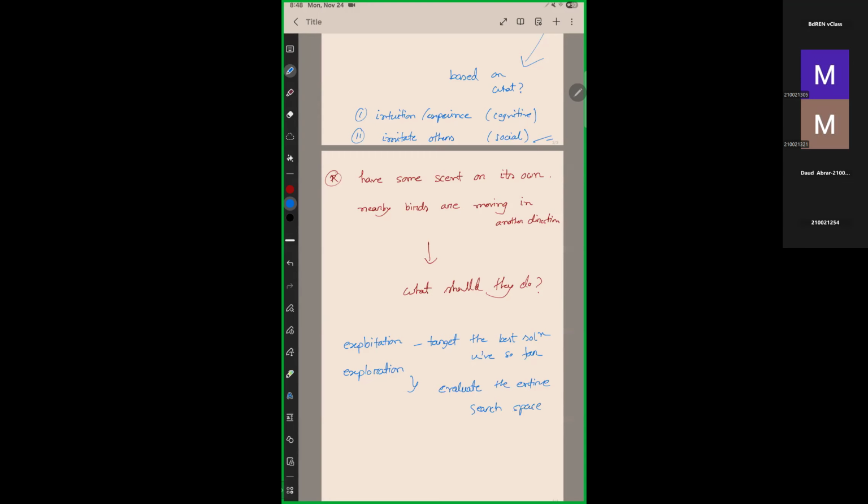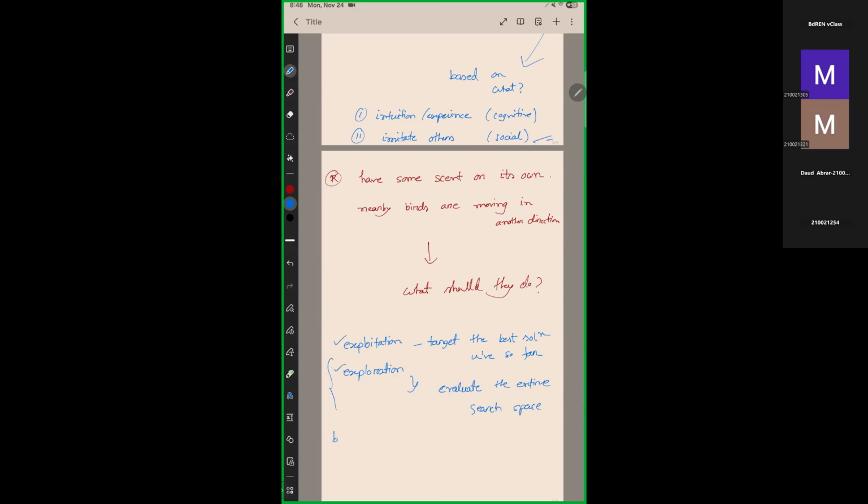So exploitation means like যা পাইছি তাতেই খুশি আমি. Okay, whatever I have, I am satisfied with whatever I have got. Exploration means even if you found some solution, you want to look at other areas as well because you are not sure whether this is the best solution. So you want to look at the other space as well. So there are two terms. This will come into play: exploitation and exploration.